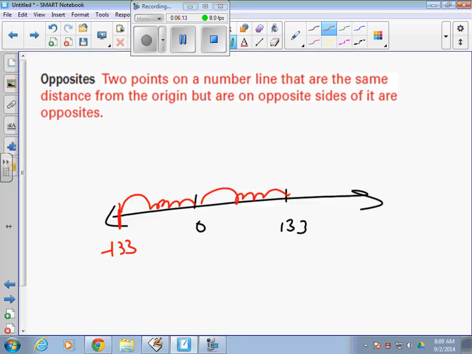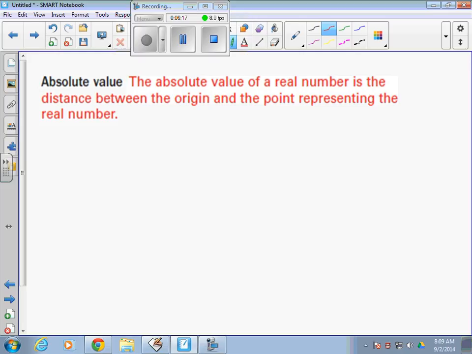Opposite concepts are really easy for most people. If it's negative, it becomes positive. Positive, it becomes negative. The absolute value, there is no negative value for absolute values.